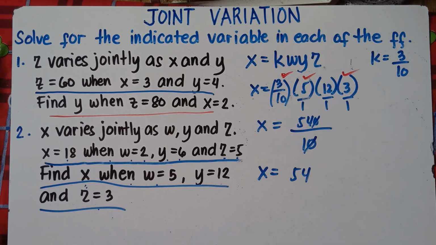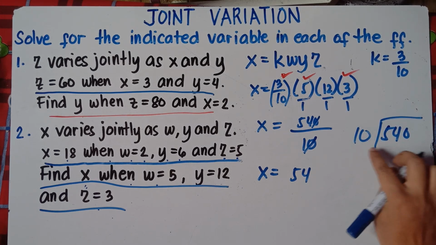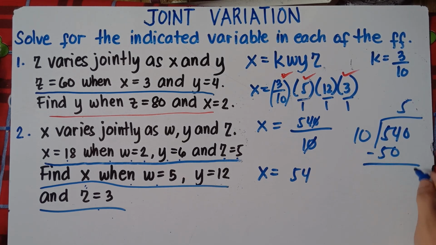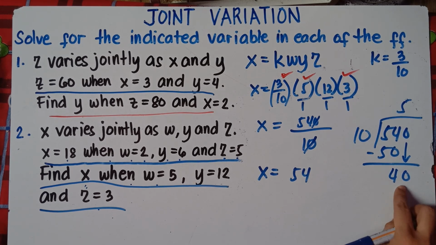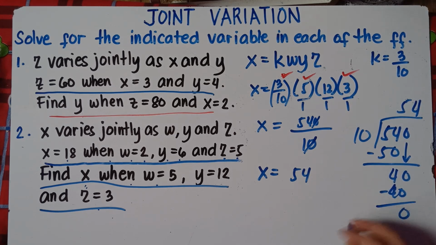Or if you're confused, class, you can divide 540 by 10. So 54 divided by 10, that is 5. 5 times 10 is 50. Subtract 54 minus 50, that is 4. Bring down 0. 40 divided by 10, that is 4. 4 times 10, that is 40. So you will get the same answer, class.